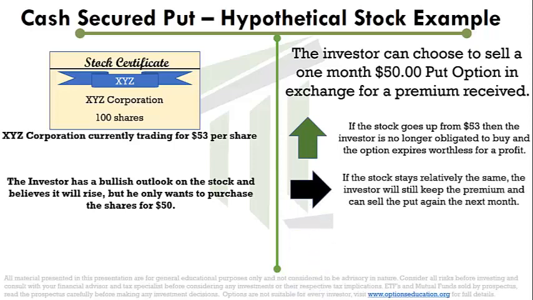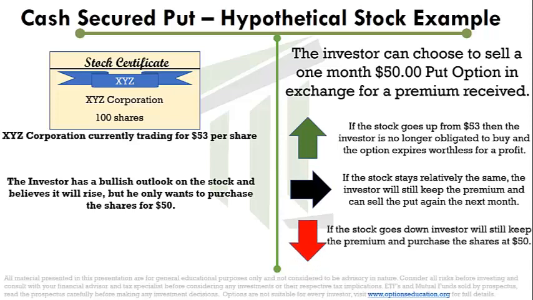What if the stock stays roughly the same? Well, then the investor is going to still keep the premium. And the advantage of it really staying in the same area is that the investor may still want to own the stock, so he can sell that same put again the very next month.